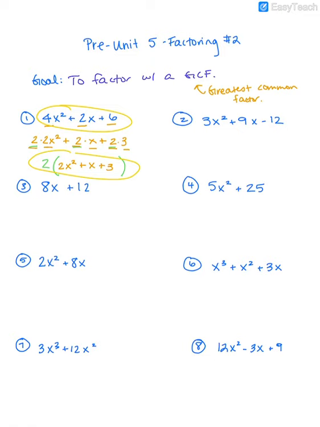Okay, so let's try it with this next one. What is the biggest number that goes into 3, 9, and 12, or negative 12? And it doesn't matter if you think about it as a positive or negative.